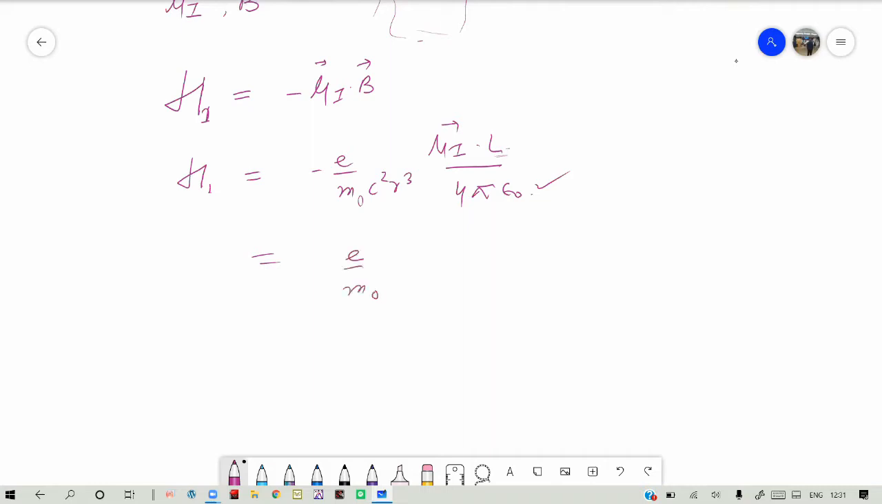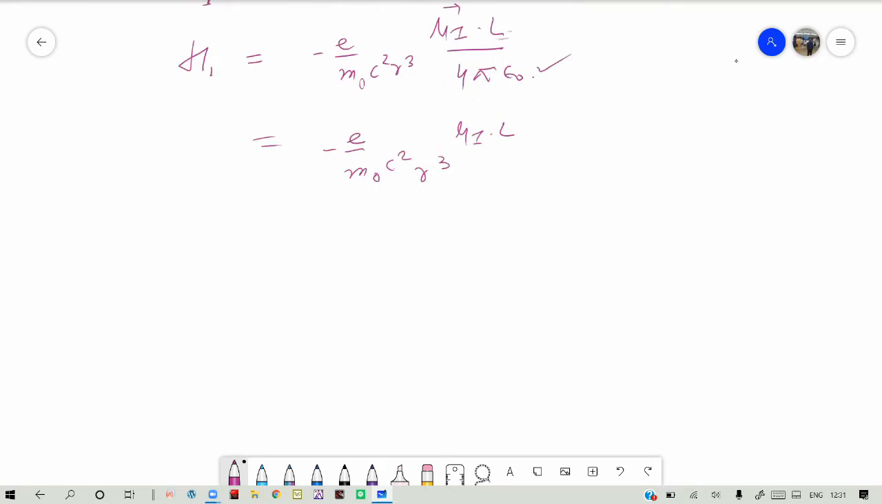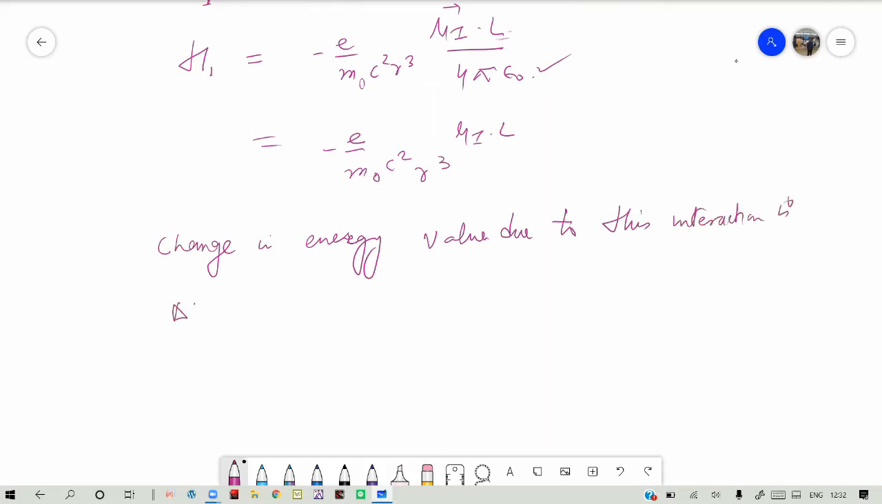Or I can write it as E by m naught c square r cube mu I dot L. And let it be minus. The change in energy value due to this interaction is the perturbation. Let it be delta E1.